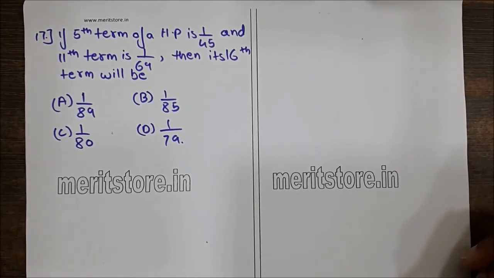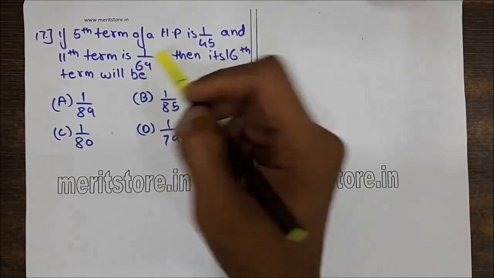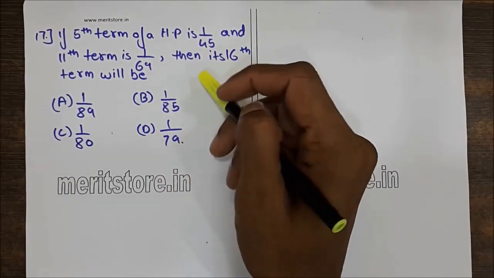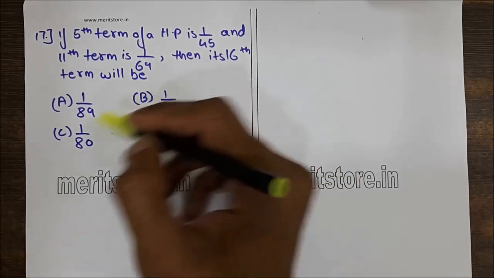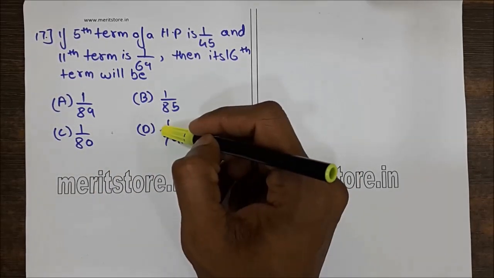Question 17. The fifth term of an HP is 1 by 45 and the 11th term is 1 by 69. Then its 16th term will be, we have four options: A, 1 by 89; B, 1 by 85; C, 1 by 80; and D, 1 by 79.